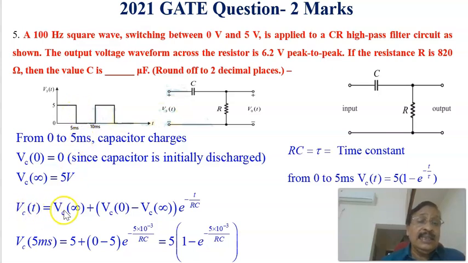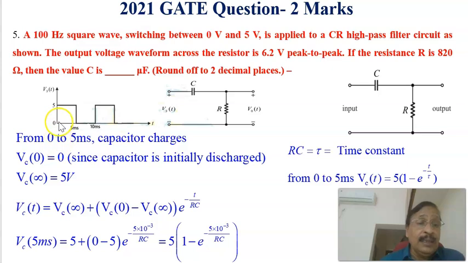For VC at t, as we have seen in the previous problems, it is equal to VC at infinity, plus the initial value of the capacitor voltage minus the final value, the capacitor voltage at infinity, into e raised to minus t by RC. So this is the equation to find the capacitor voltage at any instant.